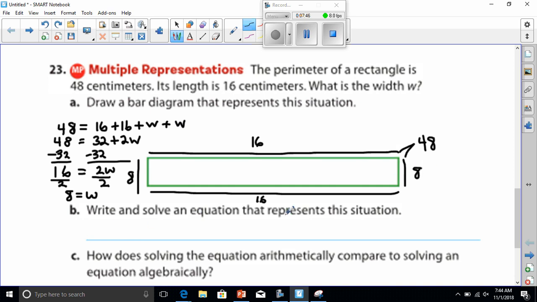Write and solve an equation that represents the situation. The equation was 48 equals 32 plus 2w. And it said solve, so solving it would be 8 equals w.